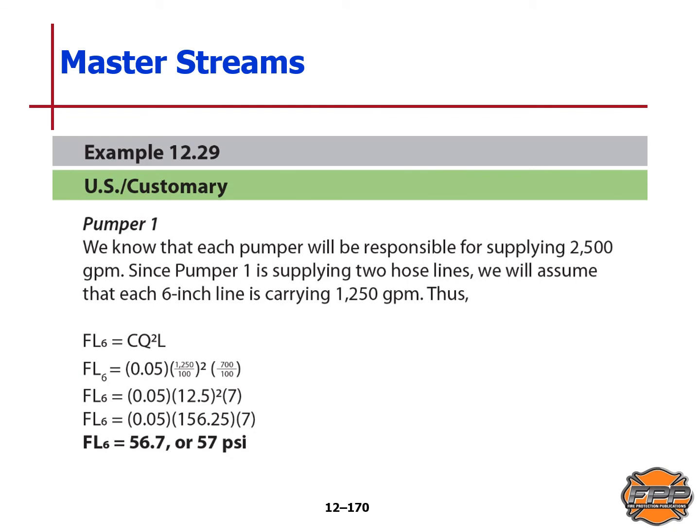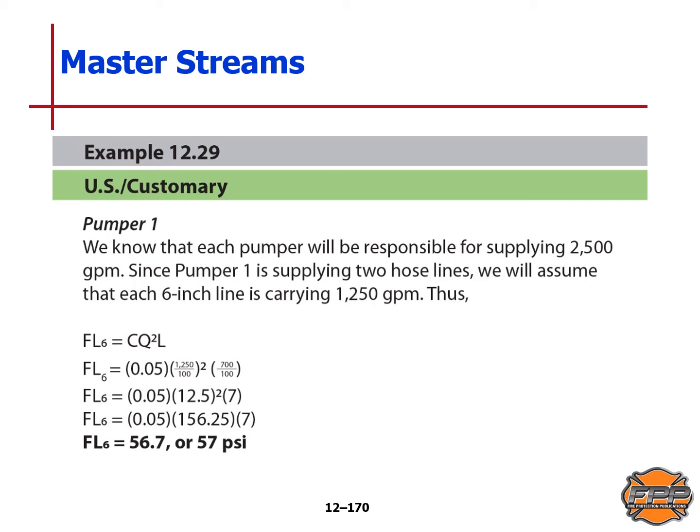We know that each pumper will be responsible for supplying 2,500 gallons per minute. Since pumper 1 is supplying 2 hose lines, we will assume that each 6-inch line is carrying 1,250 gallons per minute. Thus, friction loss for 6 equals CQ squared L, which is the same formula as always.